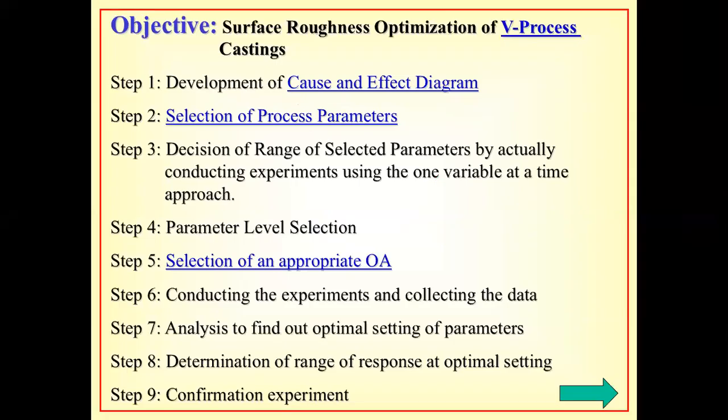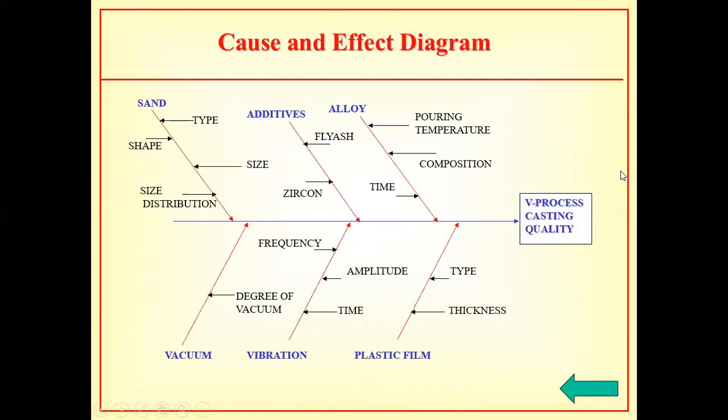Once you identify the list, you develop a cause and effect diagram. This is how the cause and effect diagram was developed. He says, my focus is on casting process quality. I want to improve the quality, and as far as quality is concerned, I am only focusing on surface roughness. Now, the surface roughness of this casting process is affected by the sand, additives, alloy, vacuum, vibration, and plastic film. All of these affect the surface roughness.